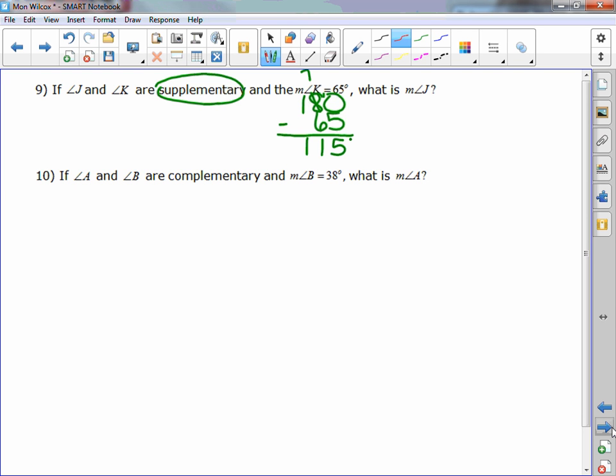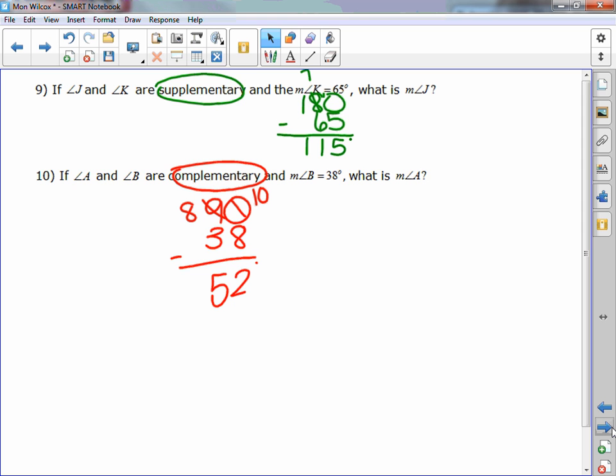Angle A and angle B are complementary, meaning their sum is 90 degrees. The measurement of angle B is 38. What is the measurement of angle A? So find the difference to find the missing addend. 52 degrees. 52 and 38 are complements of one another because their sum is 90 degrees.